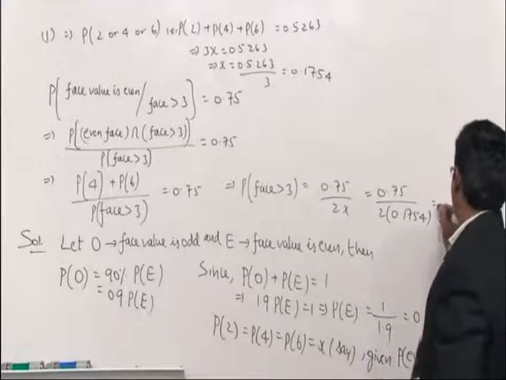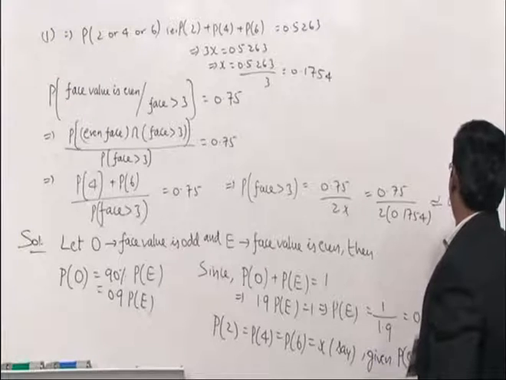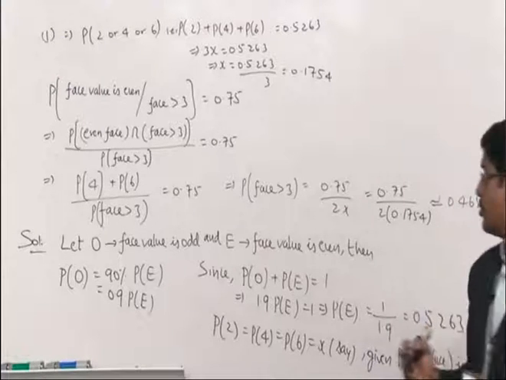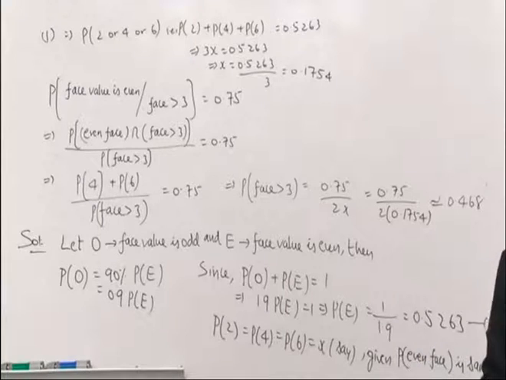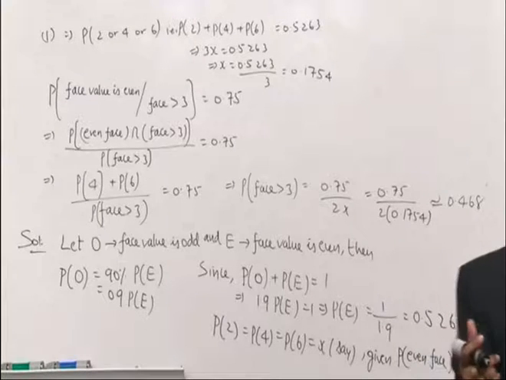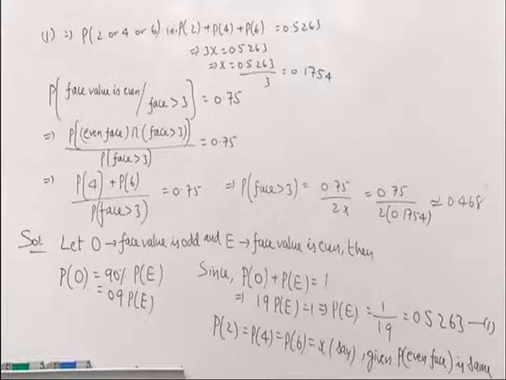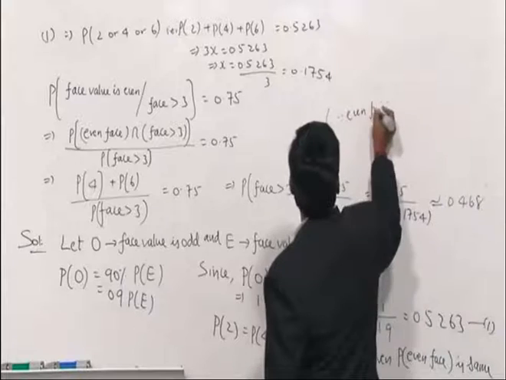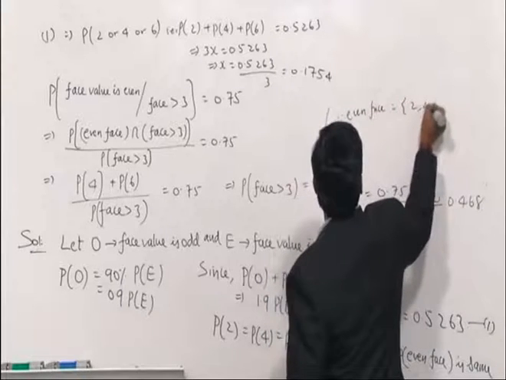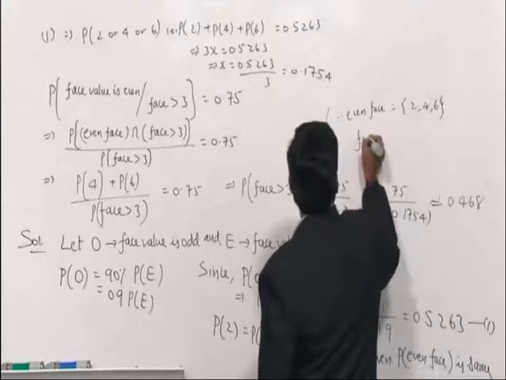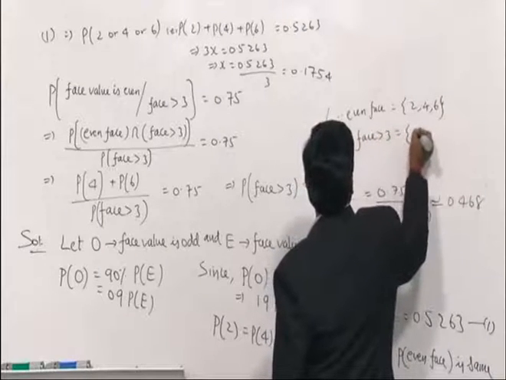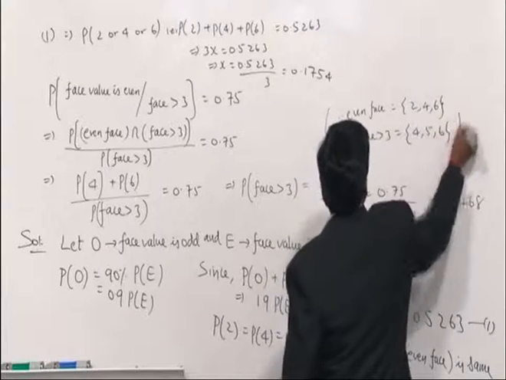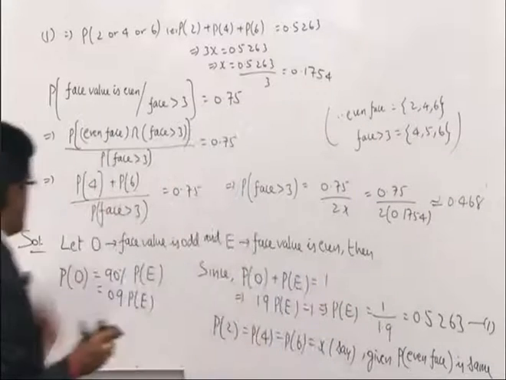So this is approximately equal to 0.468 according to the options. Of course, I didn't give the options here. Since even face is the set 2, 4, 6, and face greater than 3 is nothing but 4, 5, 6, what is the intersection of these two sets? 4 and 6 only. P of 4 plus P of 6.